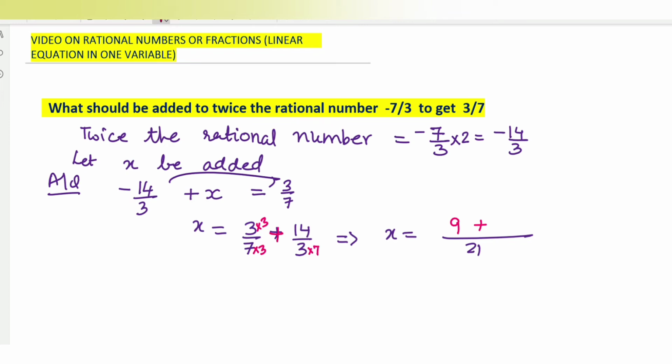3 multiplied by 7, 14 also multiplied with 7. This will give you 14 sevens are 98. Add up. So 8 and 9 will give you 17, 107 by 21. So what is the number to be added? This is 107 by 21.